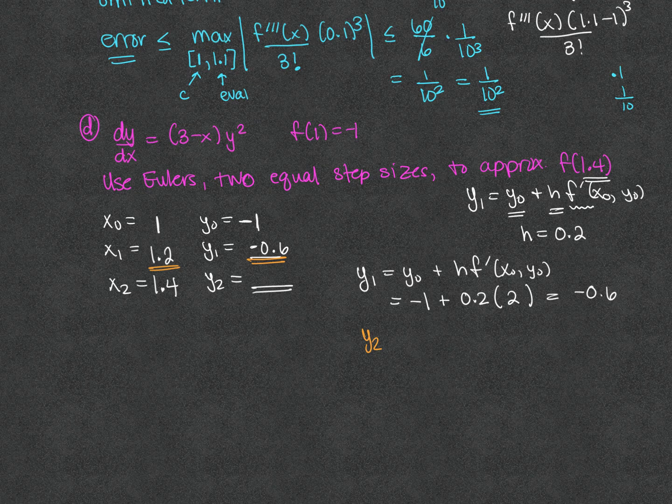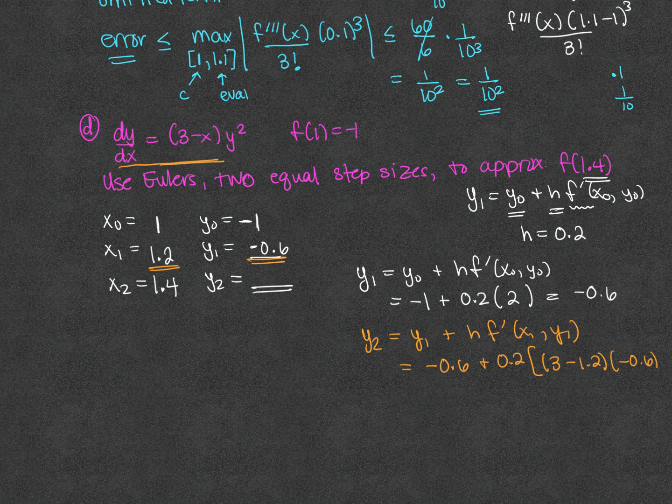So we're going to calculate y2, which is going to be y1 plus h times f prime of x1, y1. So y1 is -0.6, h was 0.2. Now I have to plug these values into my differential equation. Here's my differential equation. So this would be 3 minus 1.2 times -0.6 squared. And you're going to leave your answer like that. But make sure you tell them this is what you were trying to find. So f of 1.4 is approximately equal to that. Now they will not take off a point if you didn't write approximation, but you need to tell them that you found what you were supposed to be finding instead of just leaving it floating.